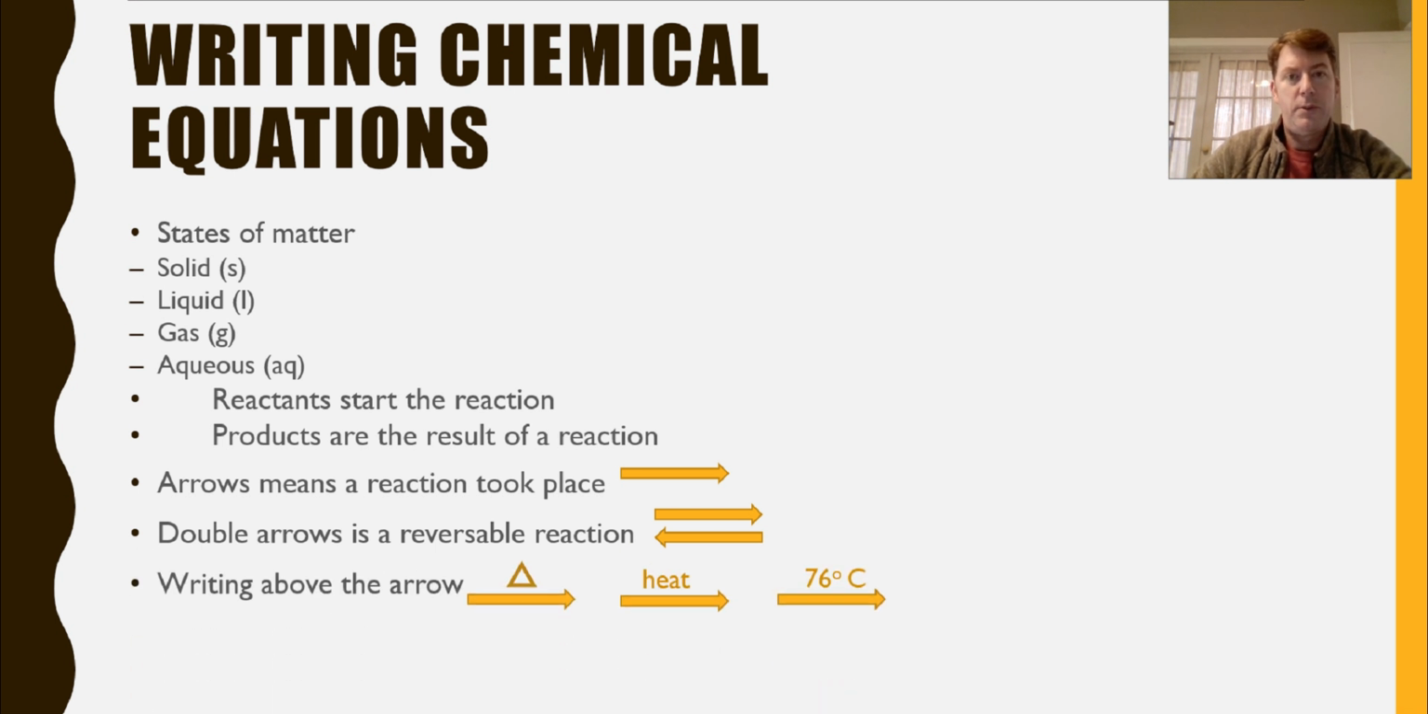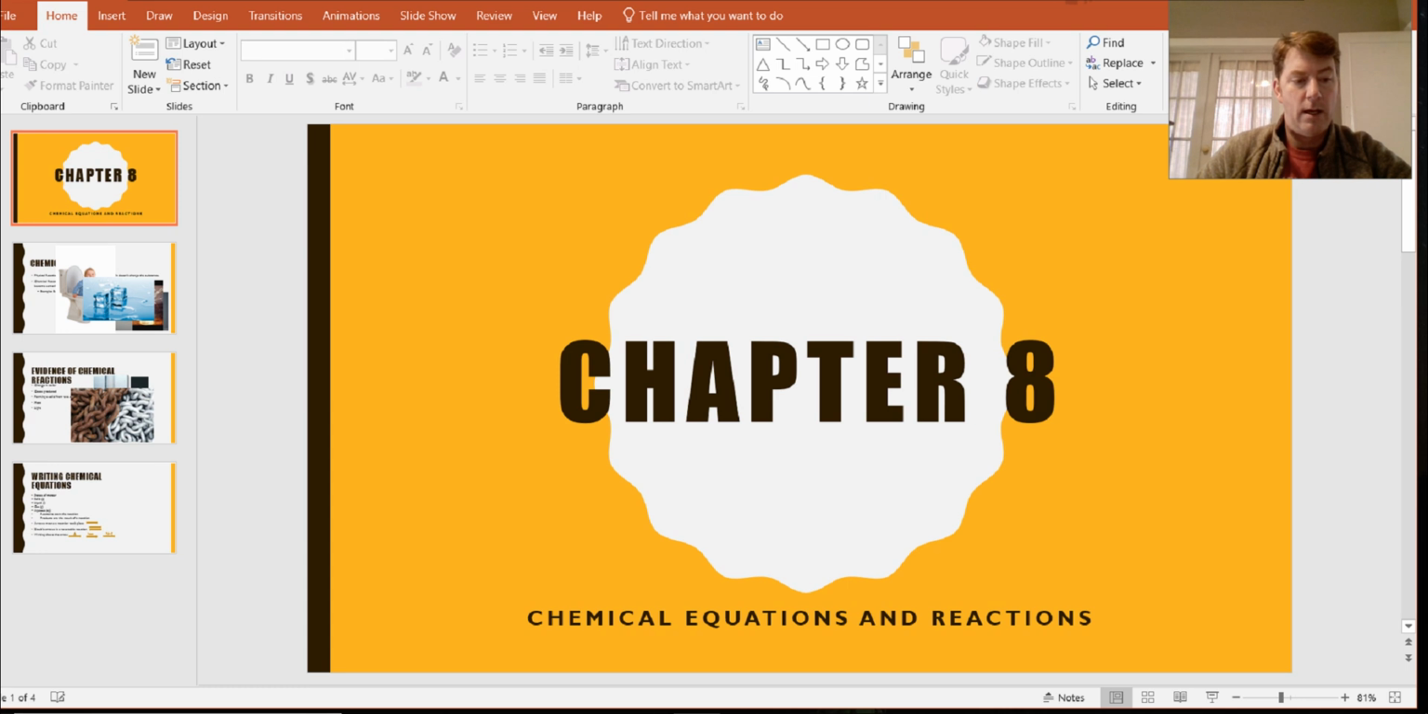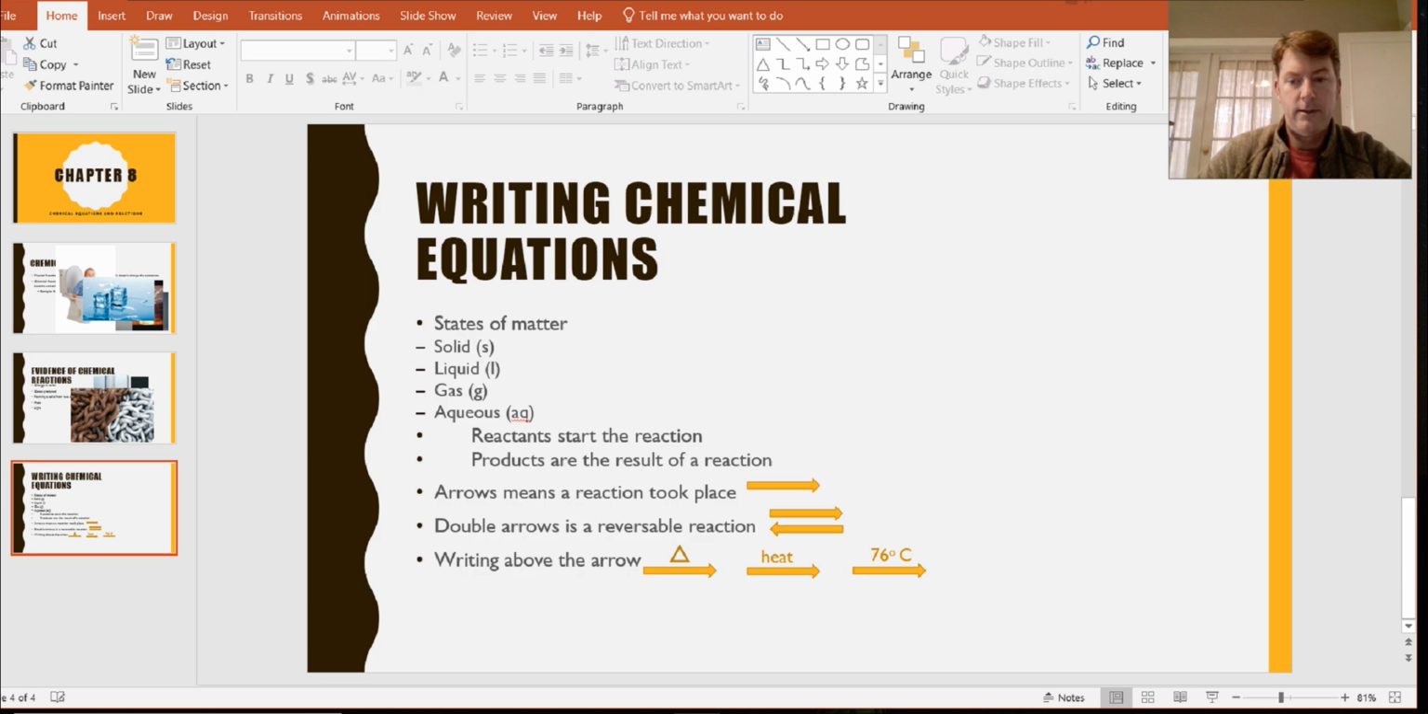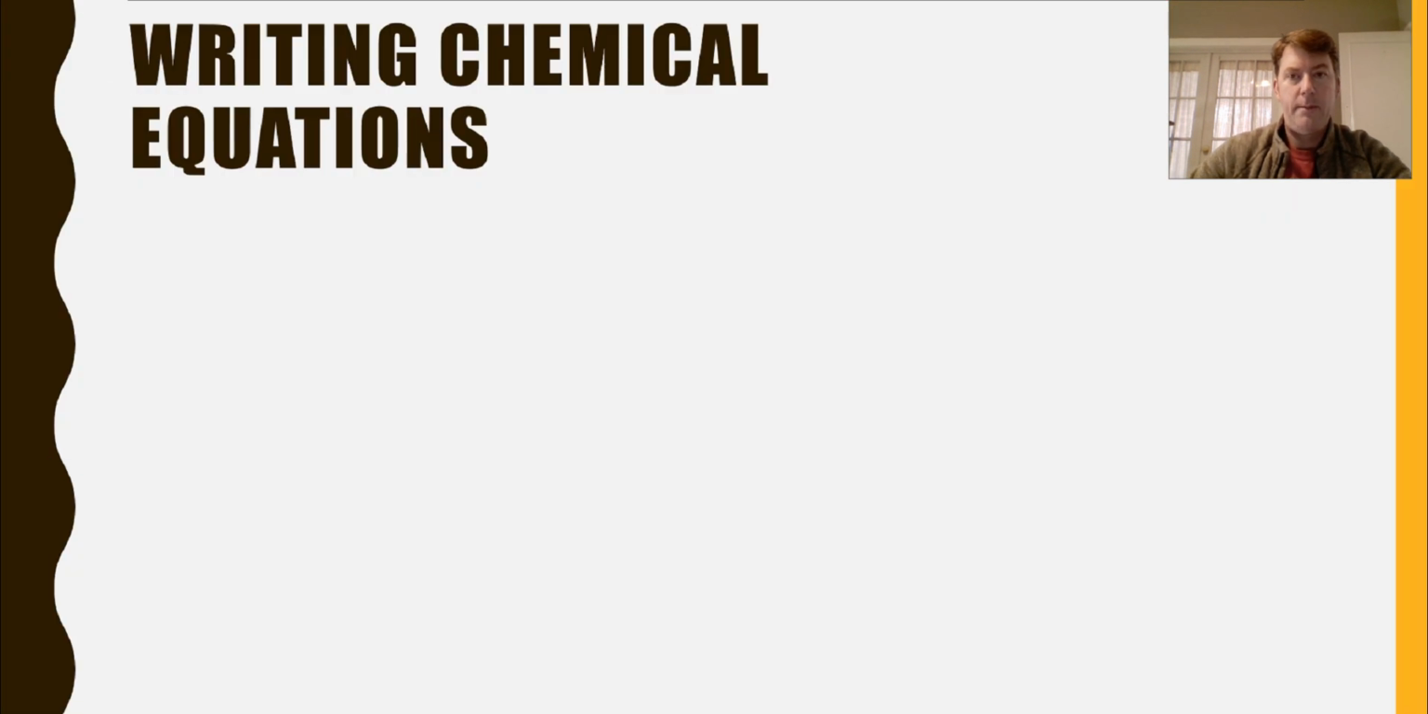We also put some symbols over the arrow sometimes, and that can show special circumstances. If there's energy needed for the reaction, the delta shows a change in energy. Heat pretty much means the same thing there. And if you see a temperature like 76 degrees Celsius, that's the temperature required to have that reaction start. So those are some things you'll see over top of the arrows.